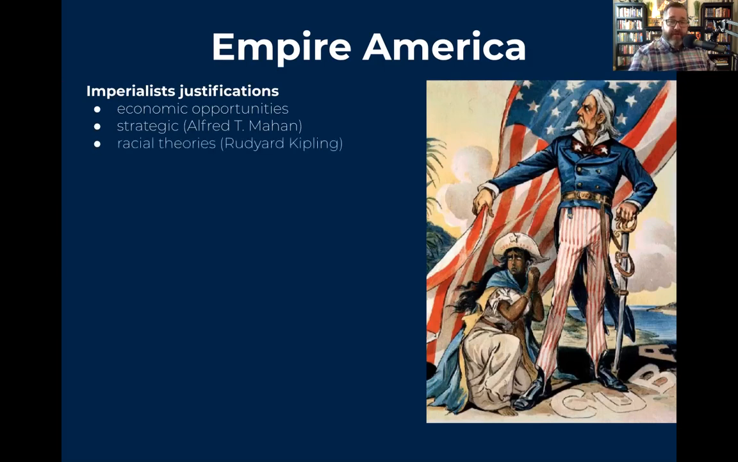There are racial theories abounding. Rudyard Kipling's White Man's Burden is going to purport that it is America's job to go to these heathens, if you will, in the South Pacific, in the Western Pacific, the Caribbean, and Latin America, to bring civilization to them, that they crave this, and that it is our responsibility to civilize these nations.